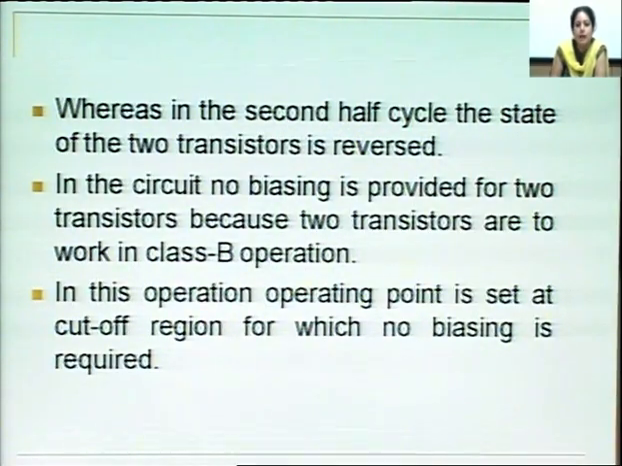In the circuit no biasing is provided for the two transistors because the two transistors are to work in class B operation. We have observed in class B operation that as IC is equal to 0, no biasing circuit is needed in the case of class B amplifiers. In this operation, the operating point is set at the cutoff region, for which no biasing is required.